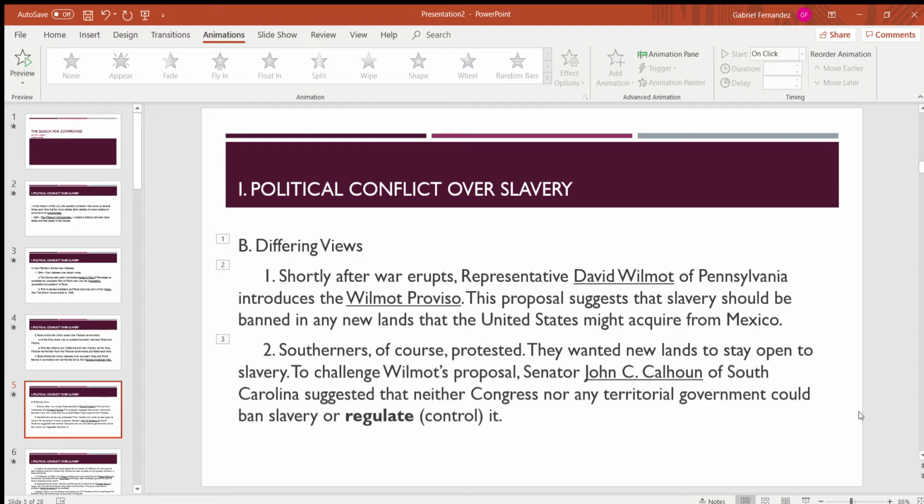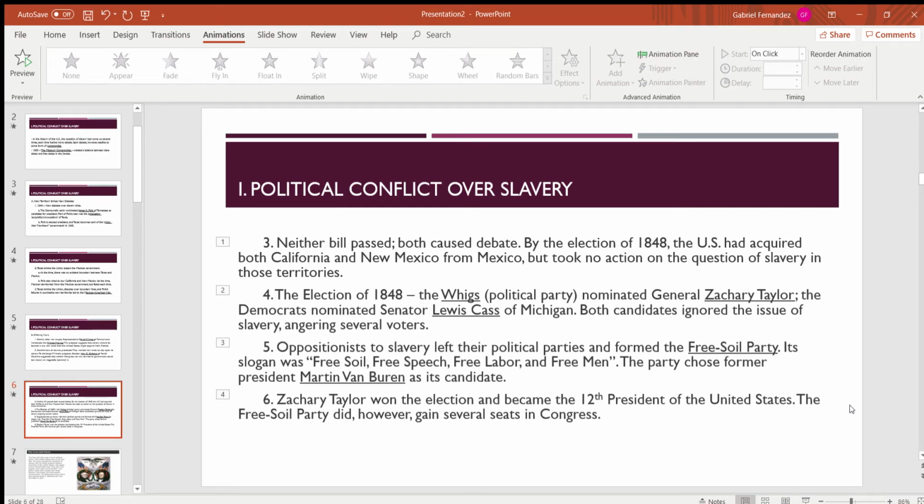So to challenge Wilmot's proposal, Senator John C. Calhoun out of South Carolina is going to suggest that neither Congress nor any territorial government could ban slavery or regulate it. Regulate means to control. I would take a screenshot if you haven't already. You've got your first vocabulary word right here. Regulate, which means to control. So neither bill passed. Both of them, however, caused huge debate.